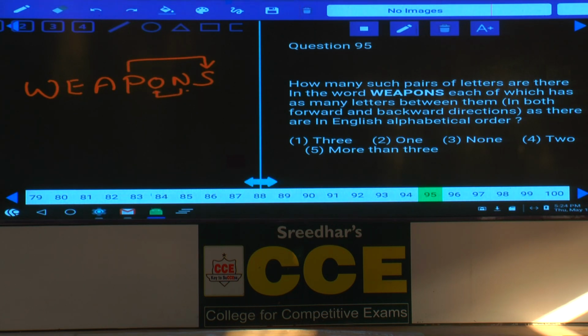Next one N, O, P, and next one O and P, then more than 3, choice 5. Done? 95, choice 5 is the answer. N, O, P, and P and S. Done? Hence choice 5 is the answer for 95.